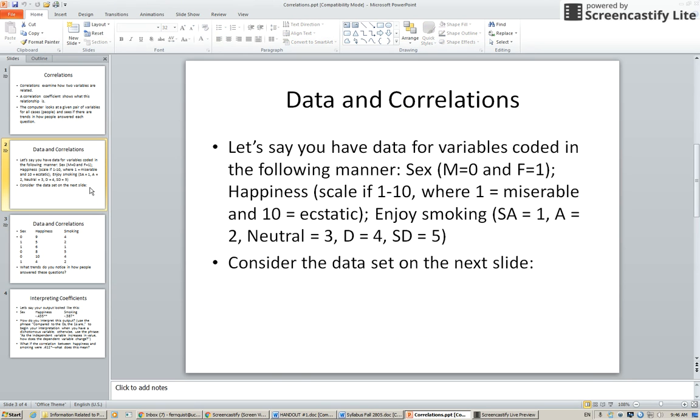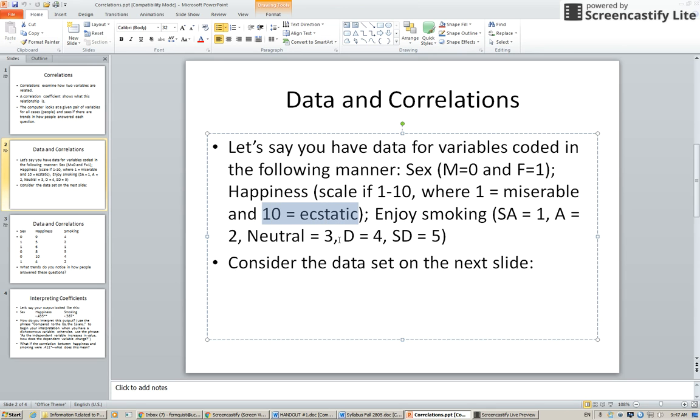Let's go back to the coding. A high value in happiness means you're happy. A high value here in smoking means you don't enjoy smoking. So a high value here is related to a high value here, or the happier you are, the less you enjoy smoking. D meaning disagree, SD meaning strongly disagree.